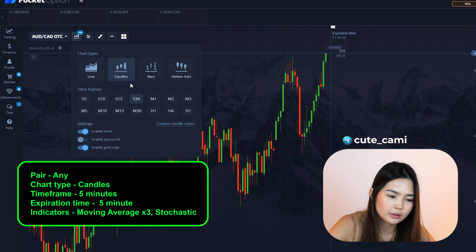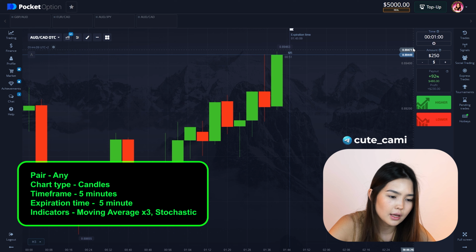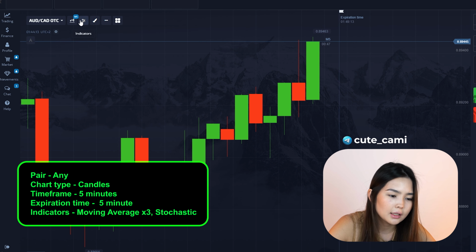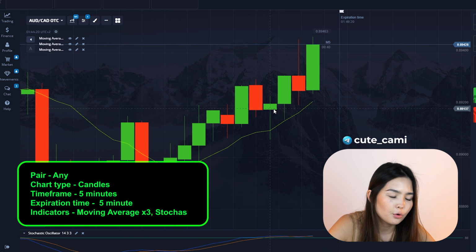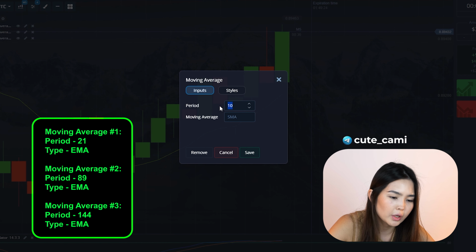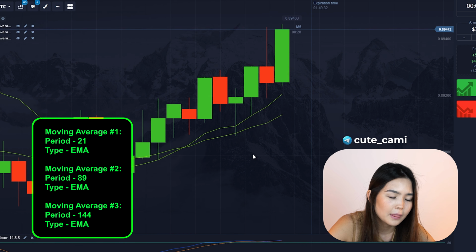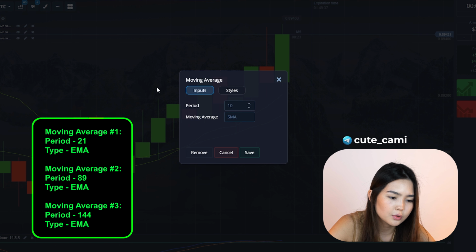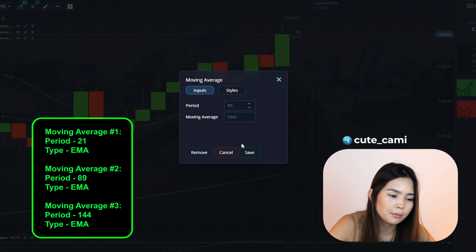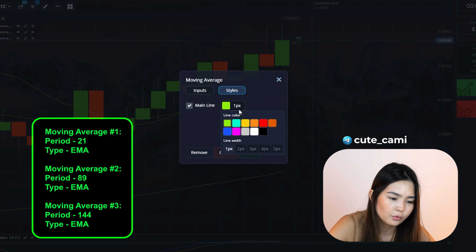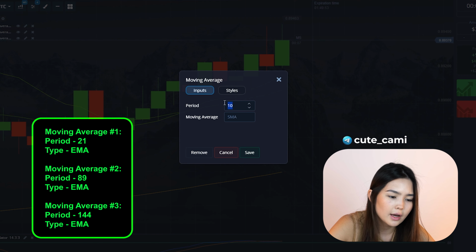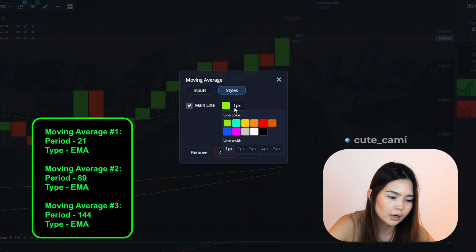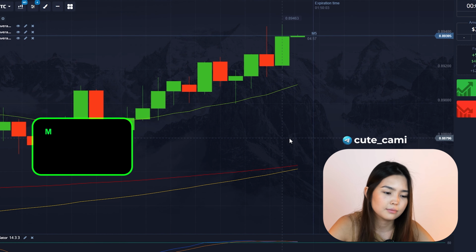Set the chart type to standard candles. Time frame 5 minutes. Execution time also 5 minutes. In the Indicators tab, select Moving Average 3 times and Stochastic once. For Moving Average number 1, change period to 21 and type to EMA. Also change color to green. For MA number 2, change period to 89, type also EMA, and set color to yellow. For MA number 3, change period to 144, type to EMA, and color to red. Leave default stochastic settings.